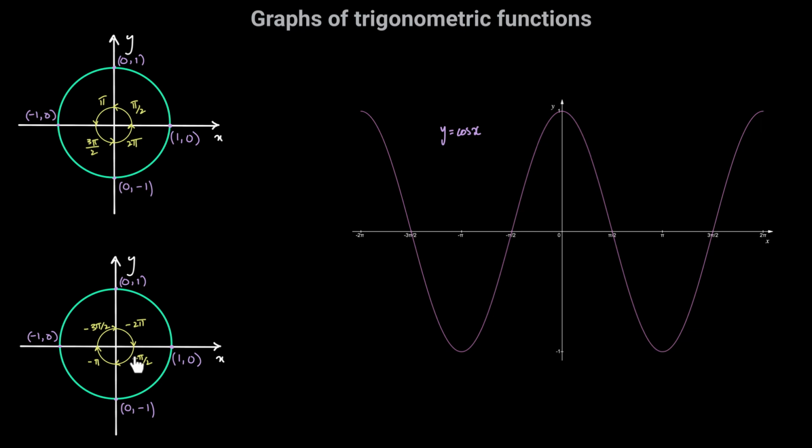And when x is equal to negative 2 pi radians, now again we've completed a full revolution. The x coordinate of the point on the unit circle is simply 1. So when the angle x is negative 2 pi radians or negative 360 degrees, we can see that cosine of x is equal to 1.